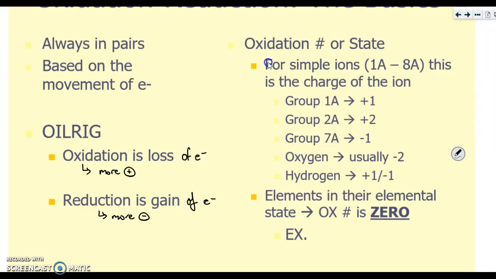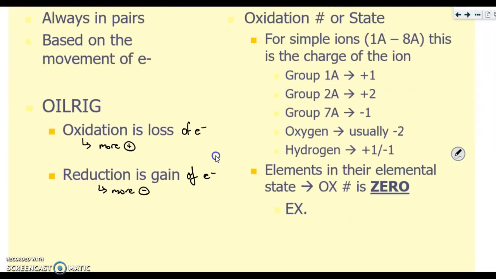Elements that are in their elemental state, so by themselves, not paired with anything, we say that their oxidation number is 0, no matter what. So if it was just sodium, or just O2, or just H2, or just lead, not paired with anything, we have an oxidation number of 0. So let's talk about the types of problems that you would have to be able to answer for oxidation reduction.